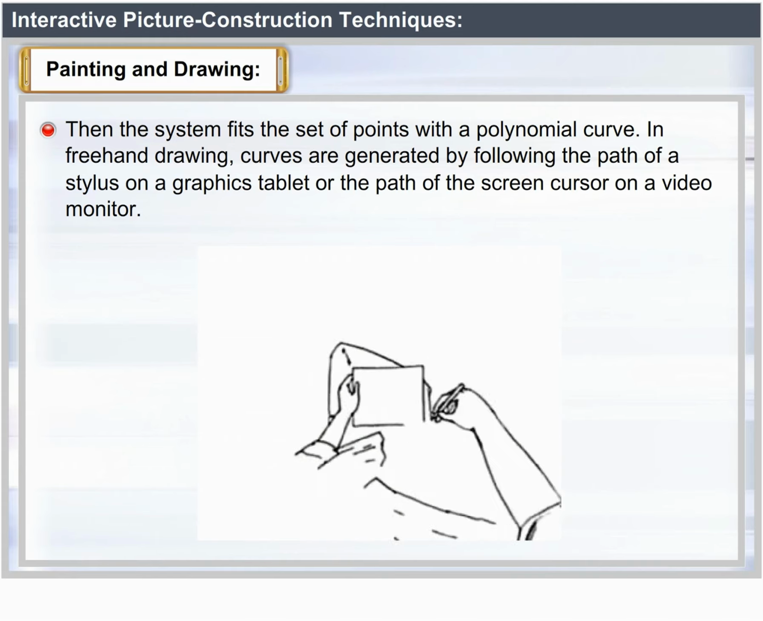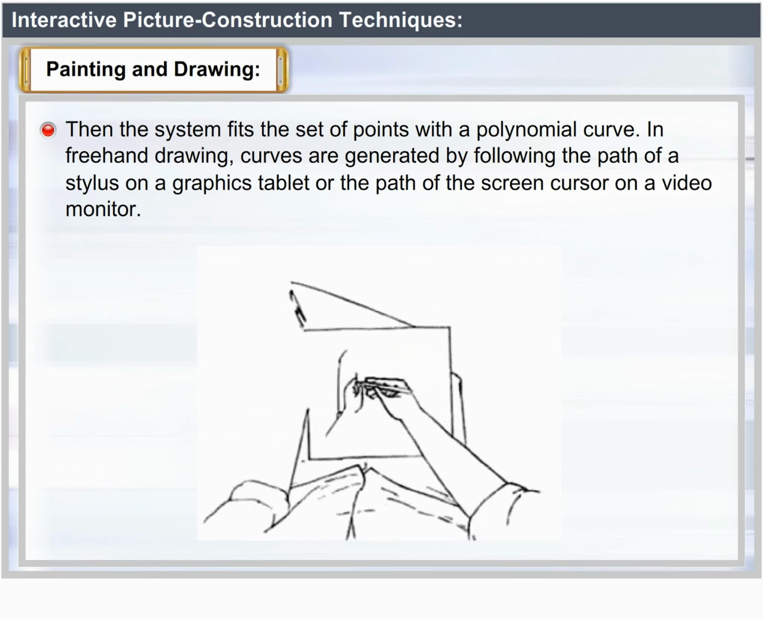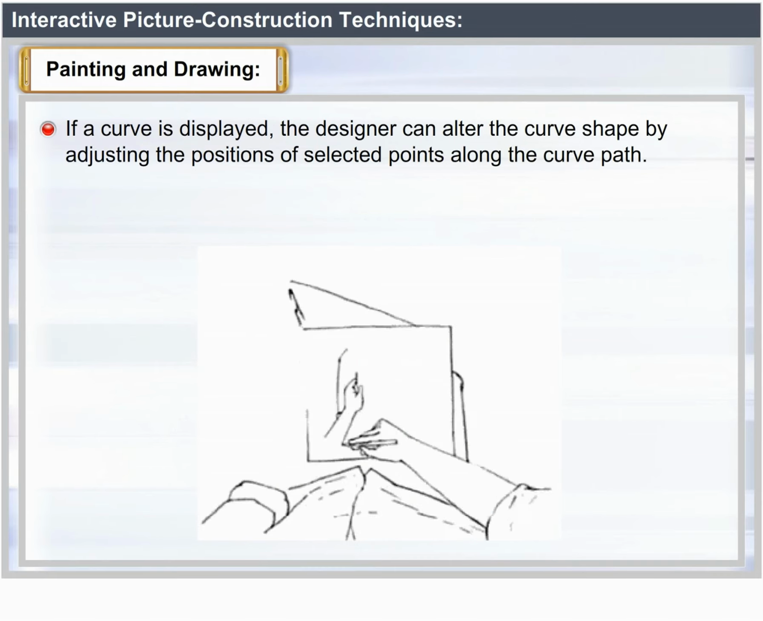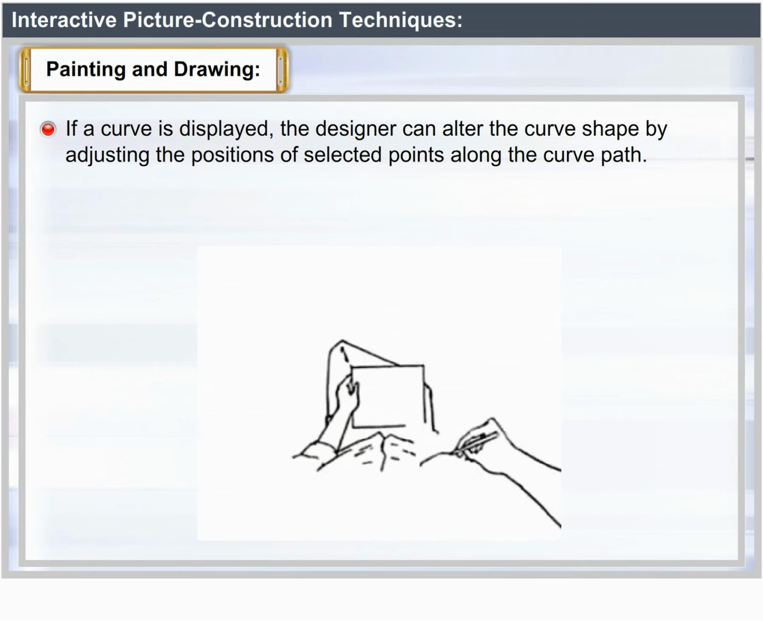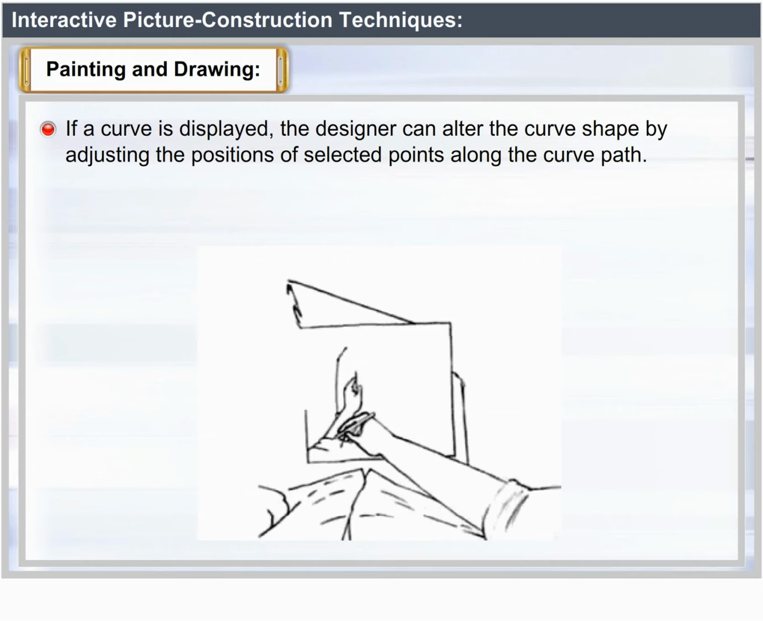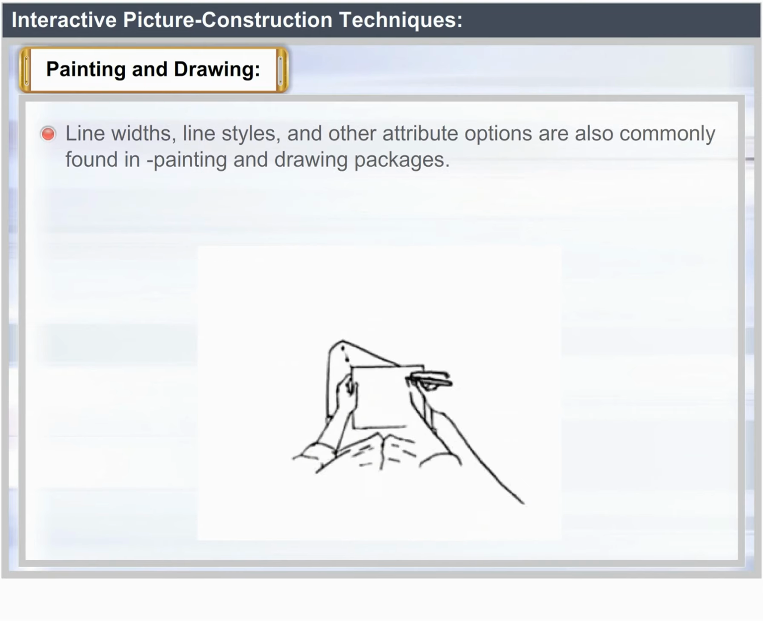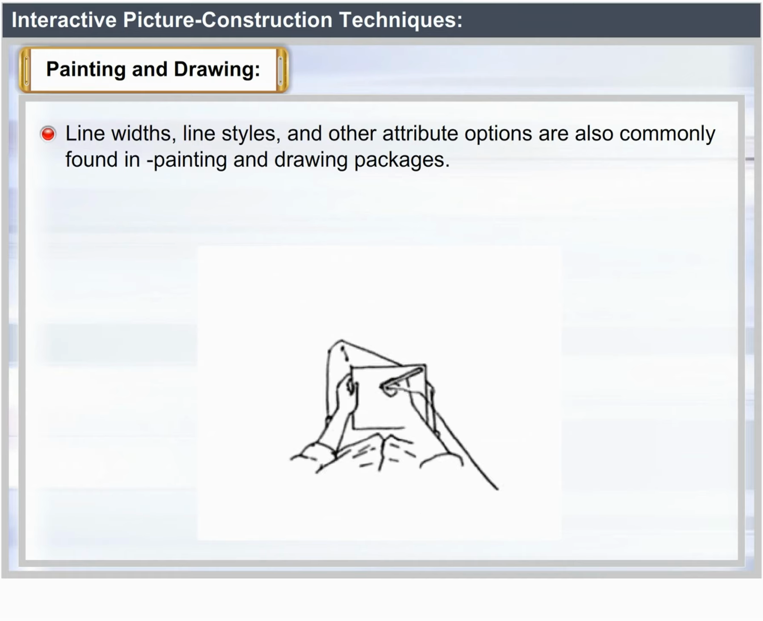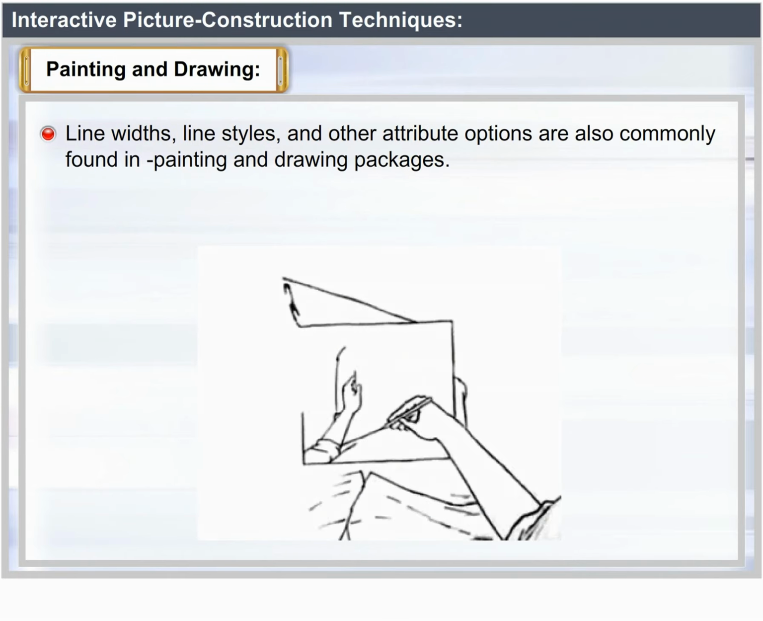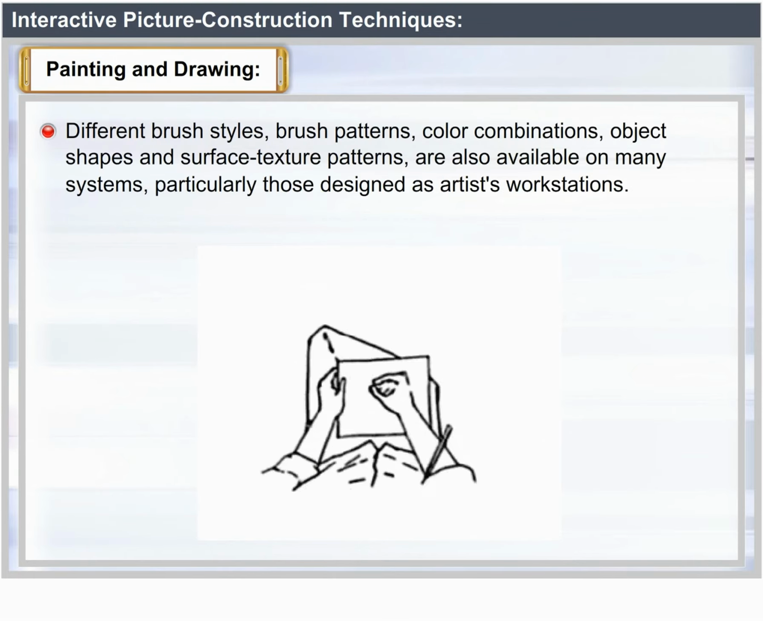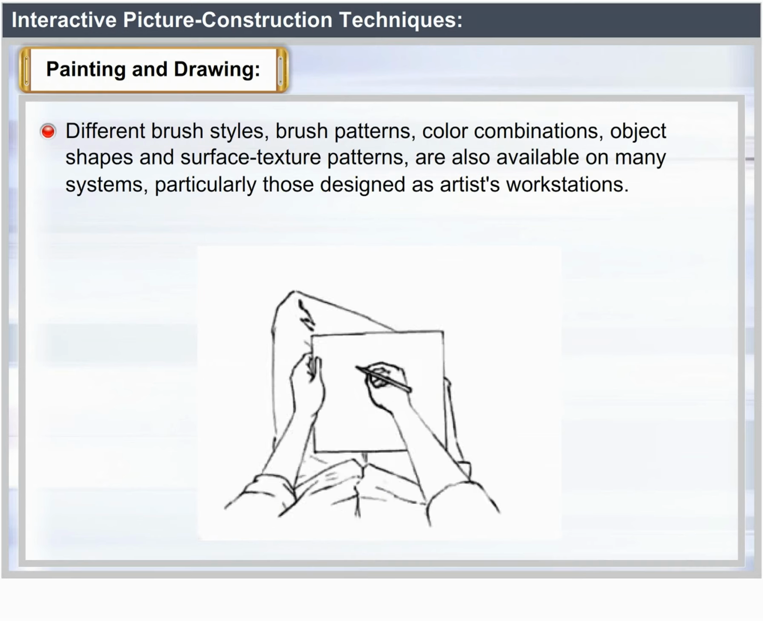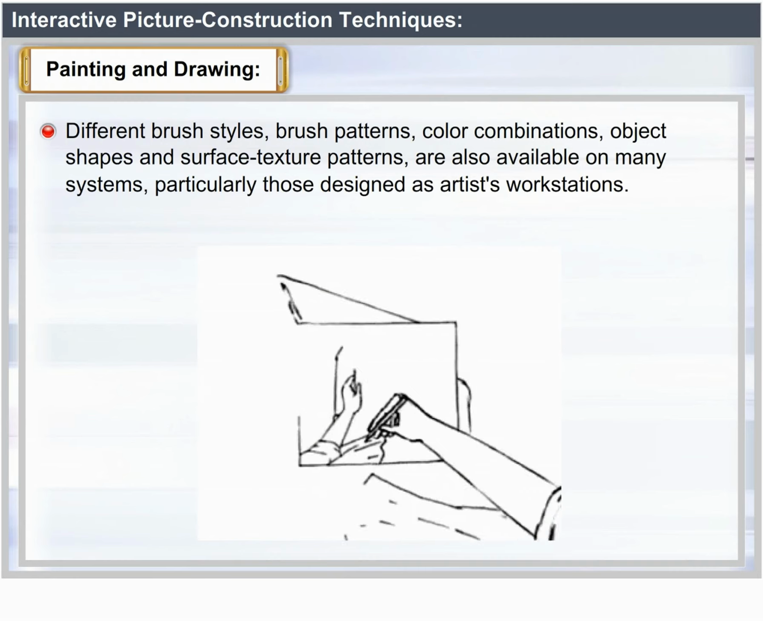Once a curve is displayed, the designer can alter the curve shape by adjusting the positions of selected points along the curve path. Line widths, line styles, and other attribute options are also commonly found in painting and drawing packages. Various brush styles, brush patterns, color combinations, object shapes, and surface texture patterns are also available on many systems, particularly those designed as artists' workstations.